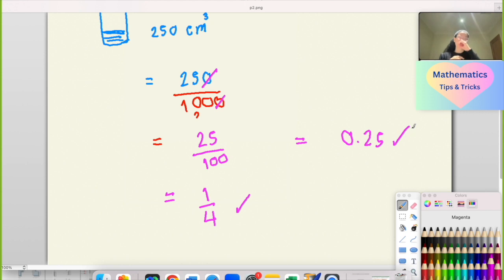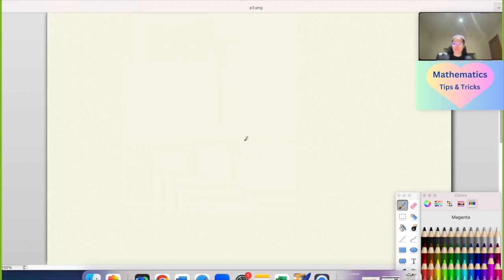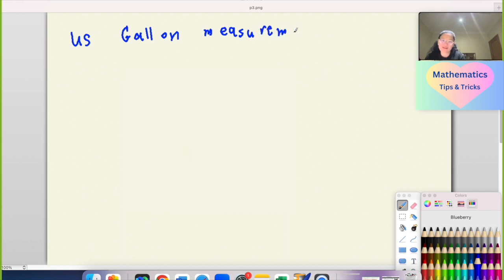No. Okay, Grace, you need to write down with me quickly. US gallon measurement. What is this? Grace, look. Quarts. How many quarts are in a gallon?